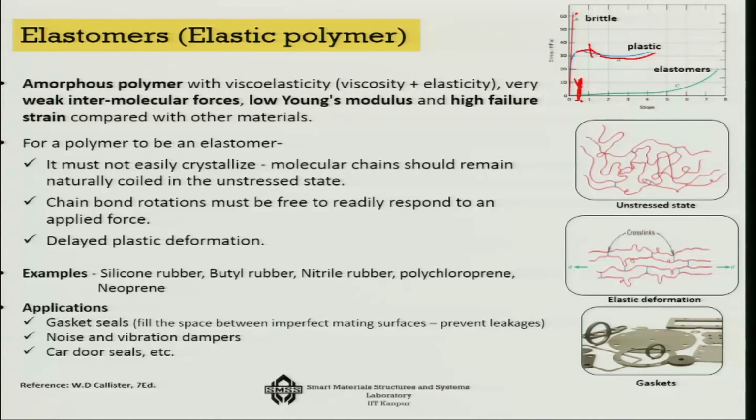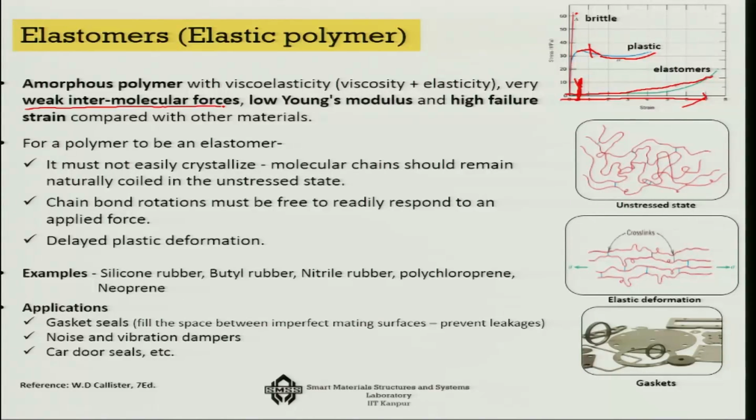The elastomers on the other hand actually remain elastic. That means if you unload it, it will trace the same path, but they can take a very large deformation. So they remain elastic, even though in a highly non-linear manner, and they can take up a very large strain. So naturally whenever we talk of elastomers, what comes to our mind are the rubbers, for example. They have very weak intermolecular forces, low Young's modulus and high failure strain. That high failure strain is very important for them.